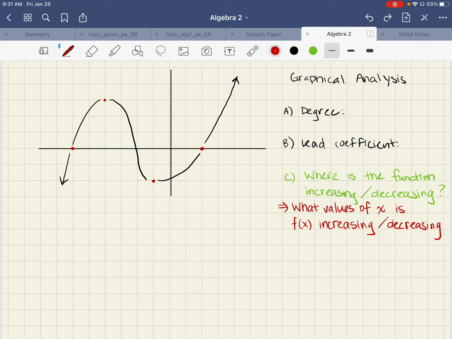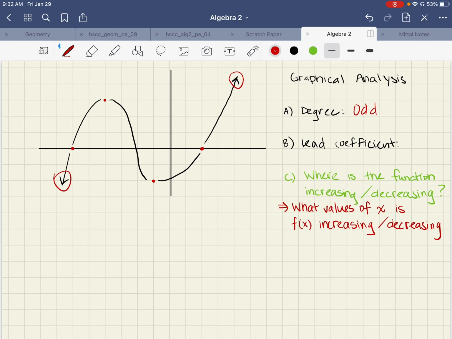The first question is, what is the degree of this polynomial? When you look at it, you'll notice that the end behavior on the right side of the graph is going up, and on the left side of the graph, it's going down. We'll talk more about how to write that out explicitly, but that indicates that it's going to be odd. So we know that we have an odd degree polynomial.